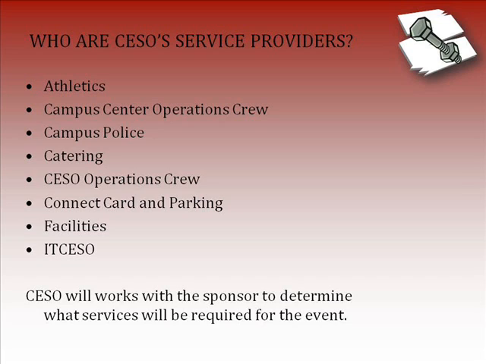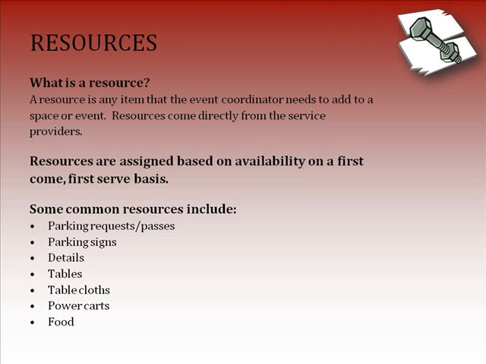CISO will be your contact to campus service providers. So what is a service provider? Some of the offices that CISO works with are athletics, campus center operations crew, campus police, catering, Connect Card and parking, facilities, and IT. Resources are any items that you're requesting in addition to this space. Items like parking signs, admission tables, tablecloths, power carts, food, etc. are all considered resources.